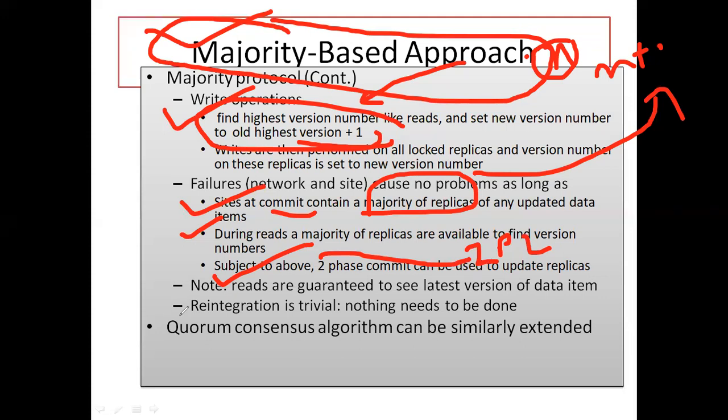Okay, then similarly, you can go for the quorum consensus algorithm. Now you are going to tell me what it means, because this algorithm also we have discussed, quorum consensus. तो quorum का क्या मीनिंग था?